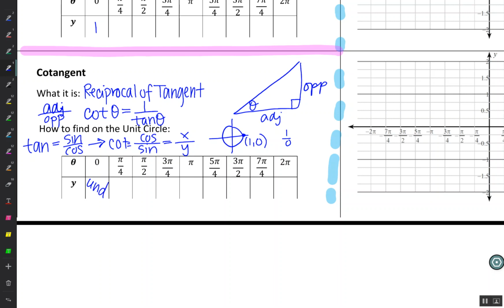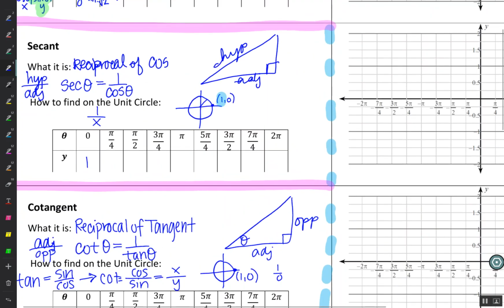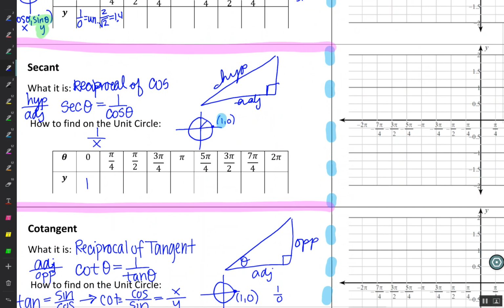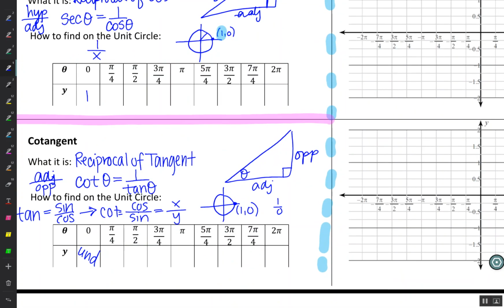Okay? All right, I want you to finish these t-tables, do the graphs, and then there'll be a way for you to check your answers. Okay? All right, good luck.